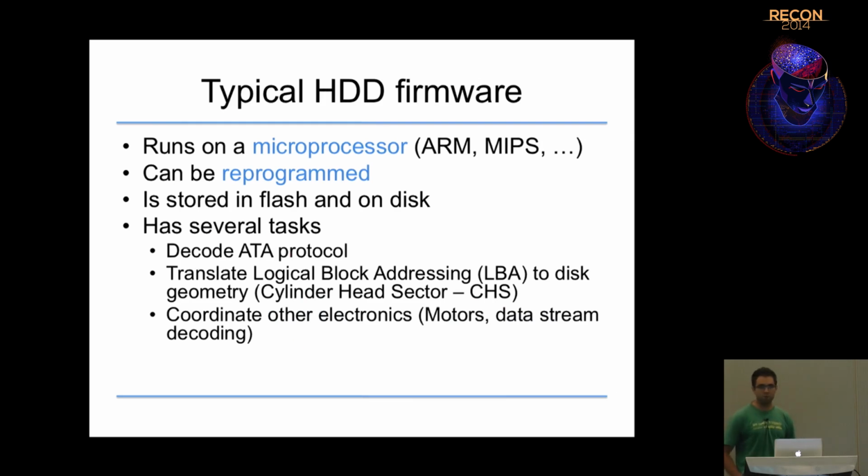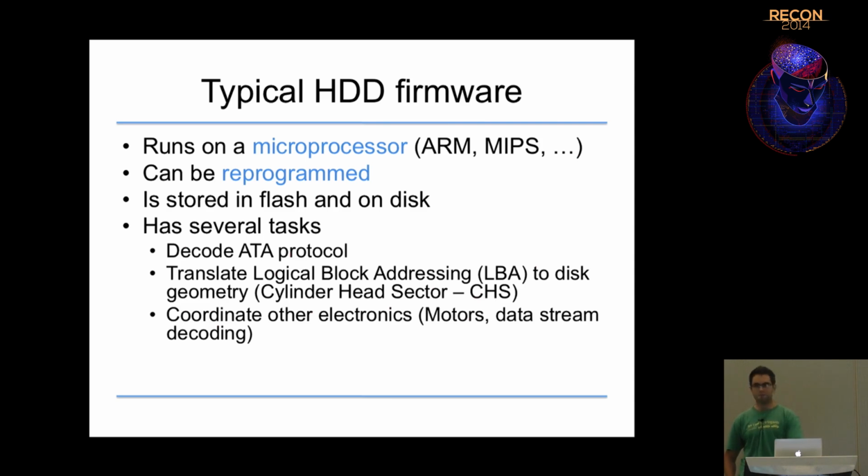And the typical hard drive firmware runs on a microprocessor. This can be ARM, MIPS, something else. It can be reprogrammed. It's stored on a flash chip on the drive. Since you need to get the disk running and the hard disk is quite complicated and has a lot of parameters that you need to respect when you want to read from it, all the drives have at least one flash chip that contains the initial firmware that is then used to spin up the disk.